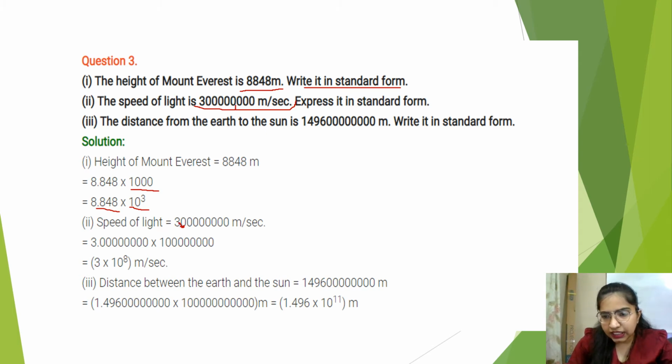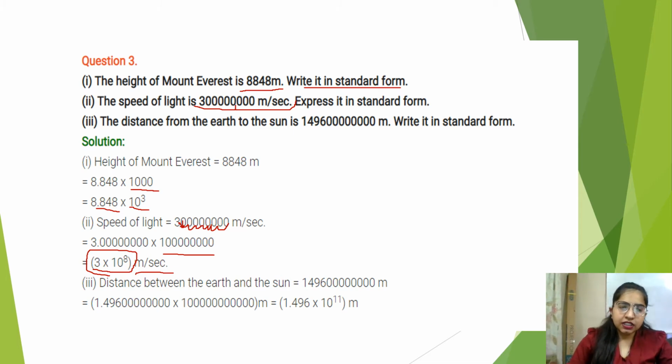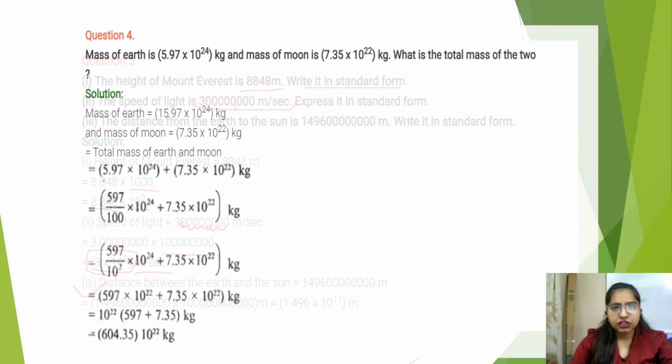So let's see how many digits are here. 1, 2, 3, 4, 5, 6, 7, 8. 8 digits are here. So you will put 3 point and 8 zeros you can put in multiply. 3 into 8 zeros can be written as 10 raised to power 8, right? So this will be the answer in standard form. Similarly, you can try the third question. It's too simple.